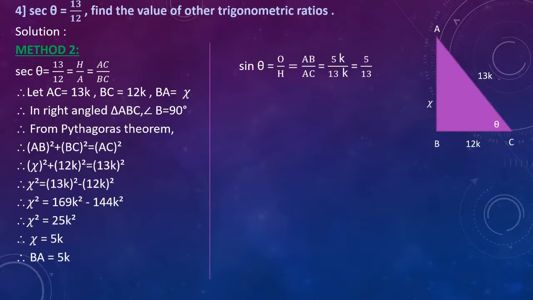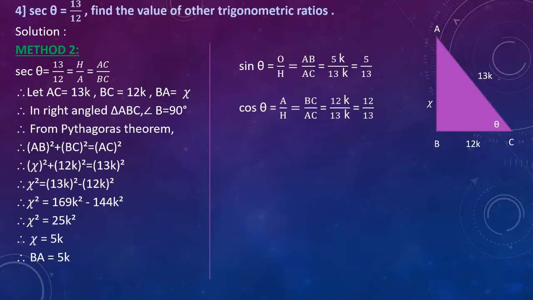So let us begin. Now we know that sine theta is opposite upon hypotenuse. The opposite side is AB and the hypotenuse is AC, which is equal to 5K upon 13K. Now K and K in the numerator and denominator will get cancelled and we get the ratio of sine theta is equal to 5 upon 13.